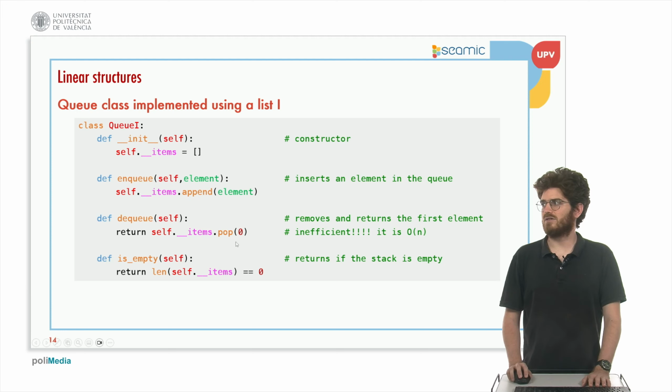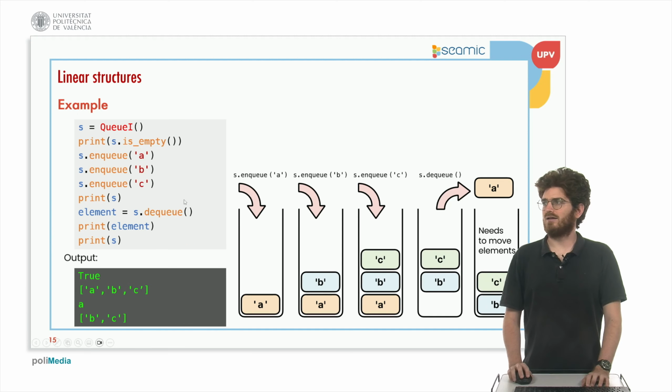But let's see how this is inefficient, because it needs to move every element each time you remove an element. If we add a few elements to a list, they just get added to the end, and that's a very cheap and easy operation. But every time you need to remove one element from the queue, you need to remove the first element. And then every element after that needs to be moved one space to the left so as to fill the empty blanks on the list.